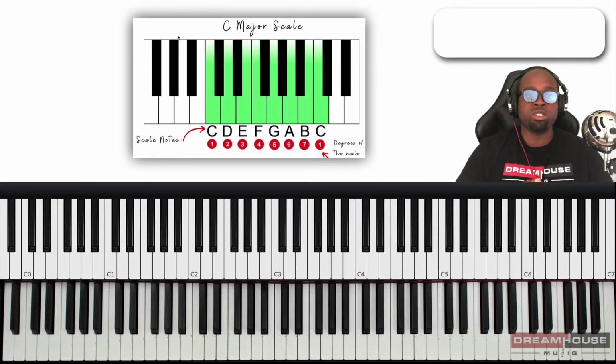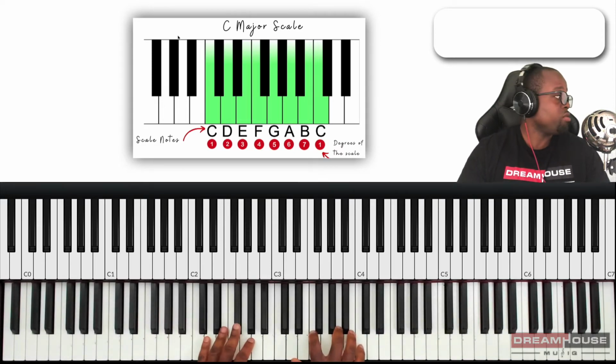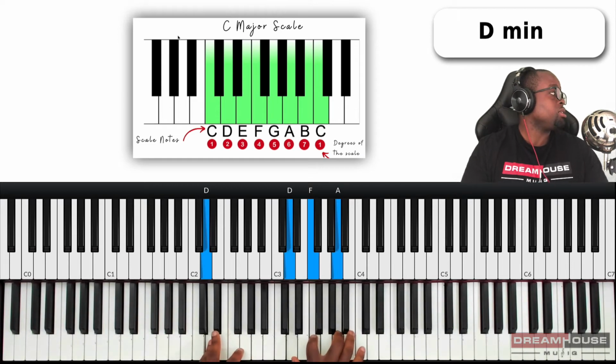So we talked about inversions, we talked about stacking. Let's talk about 7th chords, all right, which is chord extensions. So as a beginner, you need to know your 7th chords. So let's go back to the basic diatonic 3-note chord. Let's turn this into a 7th chord.